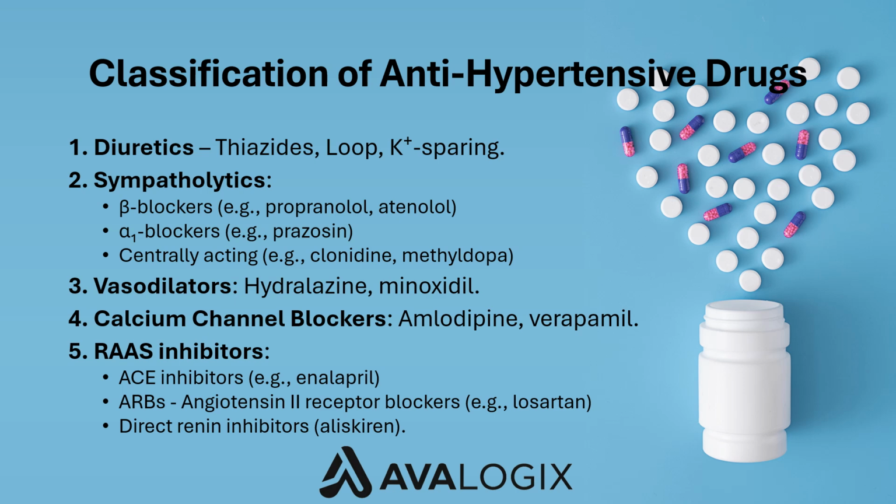A useful mental model: diuretics reduce volume, vasodilators reduce resistance, beta blockers reduce both rate and force of the heart's pump, and RAS inhibitors modulate hormonal vasoconstriction. You'll see that patient comorbidities like diabetes, heart failure, or asthma often steer the drug choice.